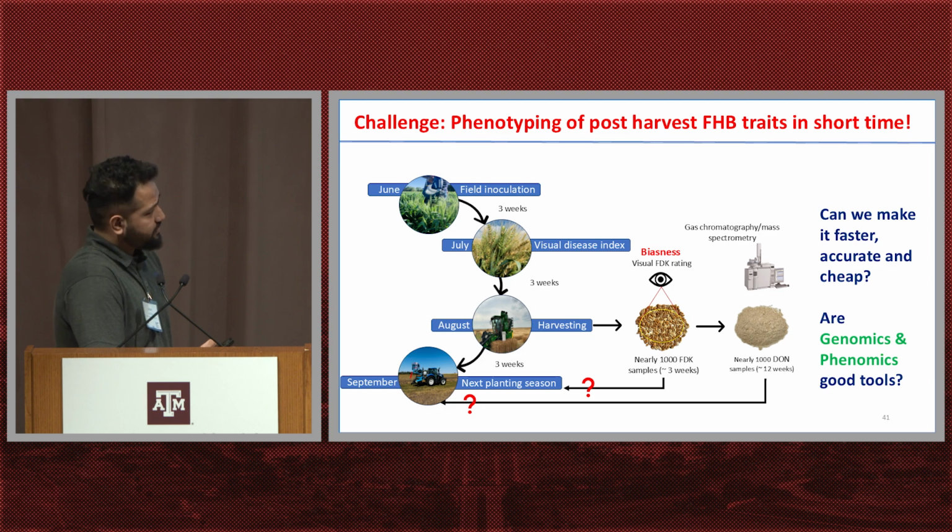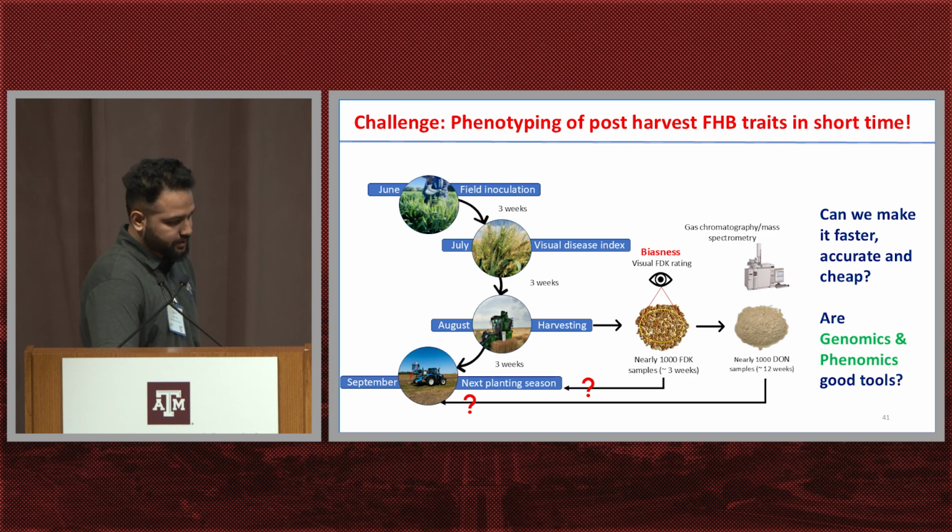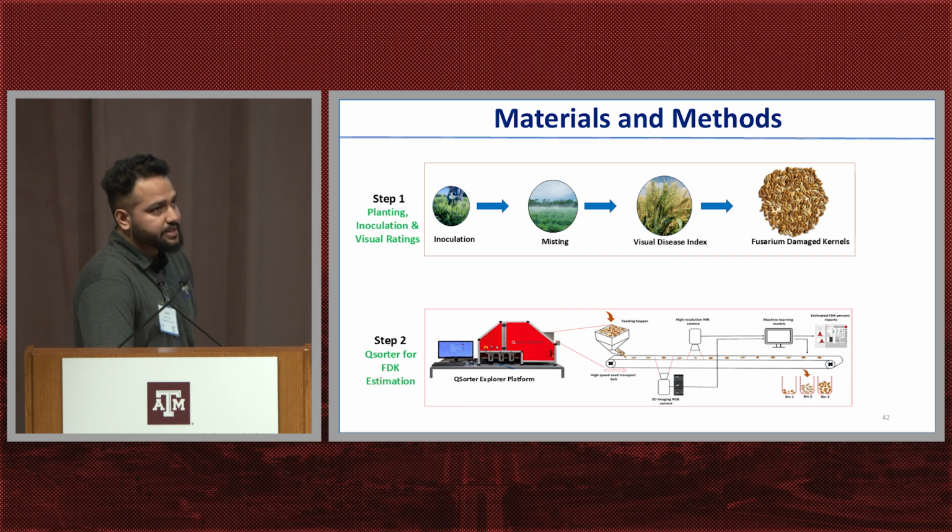So my major goal was, can we make this faster, accurate, and cheaper? And can genomics and phenomics be a good tool to overcome this problem? So taking that into consideration, I carried out an experiment in four major steps.